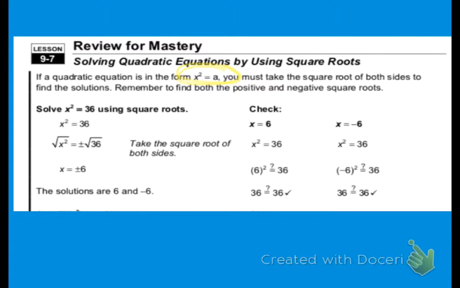Now the square roots property says you can take the square root of both sides of an equation and the two sides are equal. So for this opening example here, you have x squared is equal to 36. That means you could square root the x squared, which then cancels out the squared and leaves you with just x. And you could square root the 36, which, because 36 is a perfect square, would give you a plus or minus 6. So both positive 6 and negative 6 would work here.